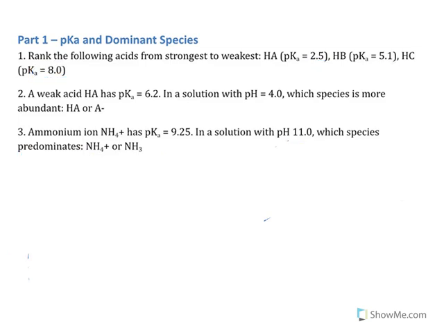Okay, number two, similar. A weak acid, HA, has a pKa of 6.2. In a solution with a pH of 4.0, which species is more abundant? You can kind of think of this one from two different perspectives. There's a simple comparison approach and there's an equation approach. But what I would do here is compare the pH here to that acid's pKa to get an idea of what's going on.